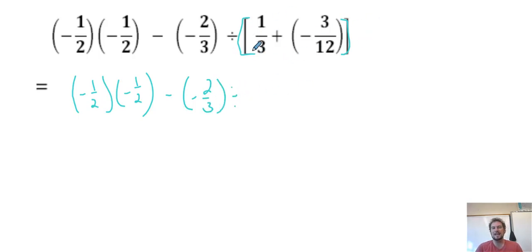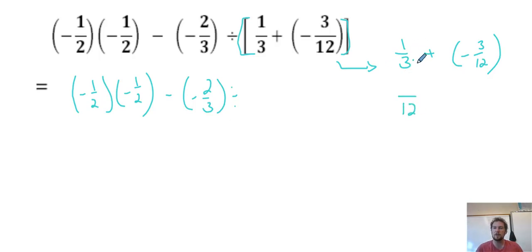Now, what I'm going to do is take the answer to this addition and write that down here. So 1/3 plus -3/12. Well, negative 3 over 12 plus 1/3, how do we do that? Well, we got to think back. How do we add fractions? We add them by finding the common denominator. So if I wanted to do 1/3 plus negative 3 over 12, I have to take this 1/3 and turn it into something over 12.